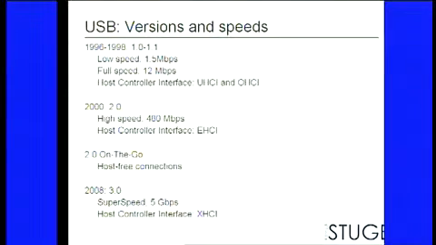Let's look at different versions of USB. It started out back in 96, 98, sometime, with USB 1, and low speed, 1.5 megabit, full speed, 12 megabit.